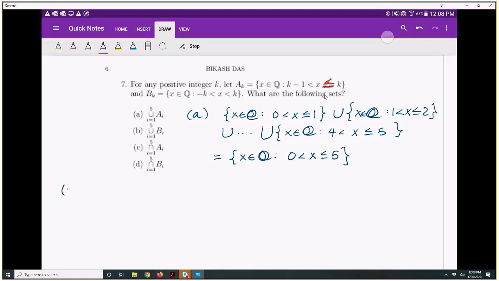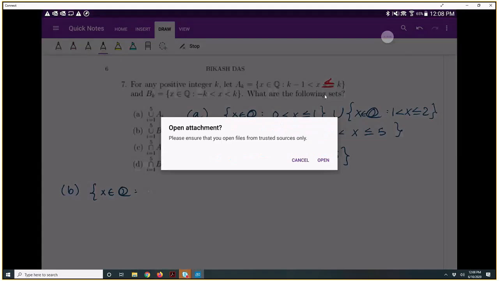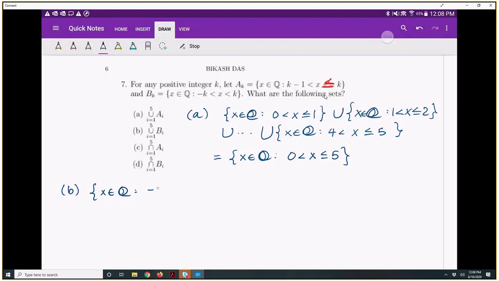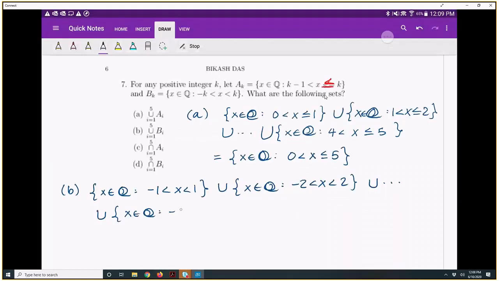Now let's look at part B. Part B, find the same union, but with the B sub k's. So this should be those x in the rational numbers such that negative 1 is less than x is less than 1. Union, those x in the rational numbers such that negative 2 is less than x is less than 2. Union, and again I'm going to just write dot dot dot. The last one is the x in the rational numbers such that negative 5 is less than x is less than 5.